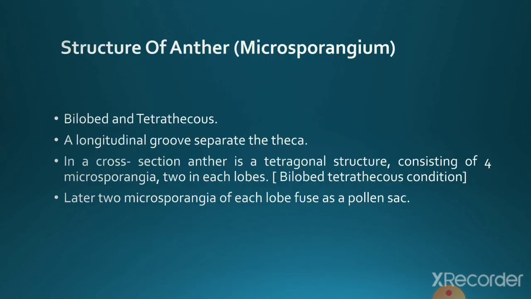Structure of anther, this we have already discussed, that it is a bilobed and tetrathecous structure. A longitudinal groove separates the theca, meaning chambers. In a cross section, the anther is a tetragonal structure, that is 4 lobes are present consisting of 4 microsporangia, 2 in each lobe. Bilobed tetrathecous condition is the characteristic feature of angiospermic plants. Later the 2 microsporangia of each lobe fuse, and they form a pollen chamber or pollen sac.